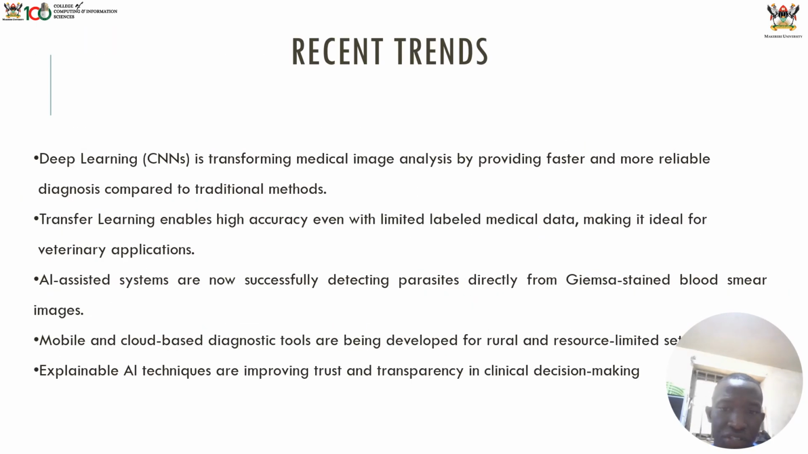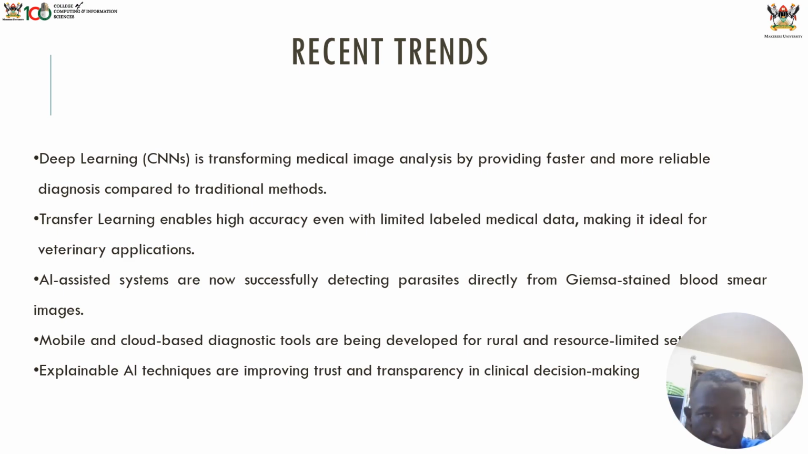Some of the recent trends that we have: deep learning, particularly convolutional neural networks, has significantly transformed the field of medical imaging by enabling faster, more accurate, and more reliable diagnosis compared to traditional image processing methods. Also, CNN is capable of automatically learning important features from the images, thus reducing the need for manual feature extraction. Another important achievement is transfer learning.